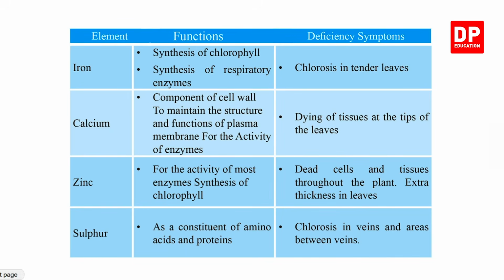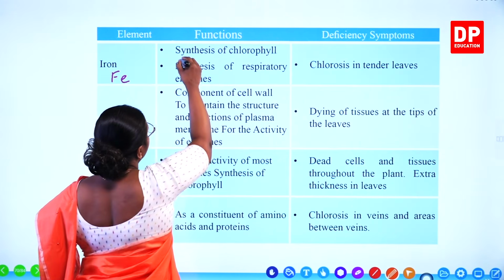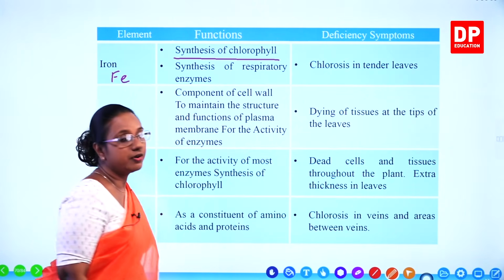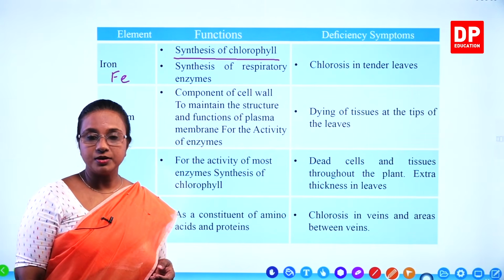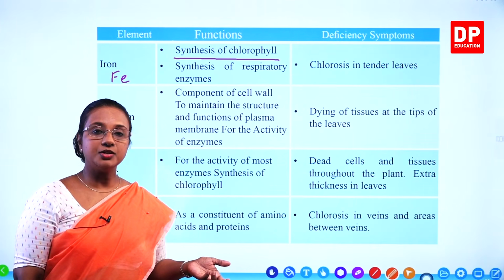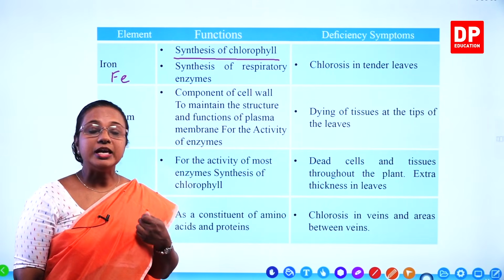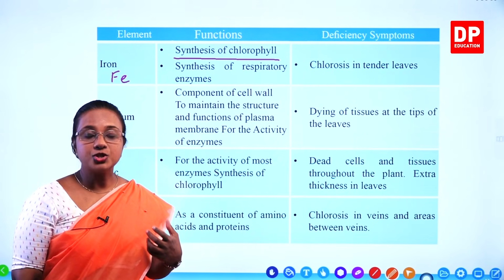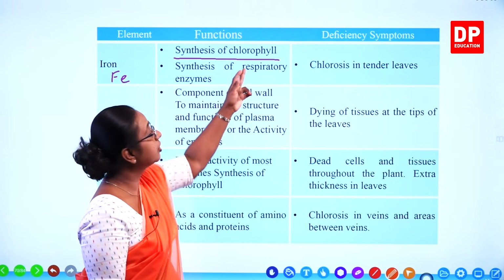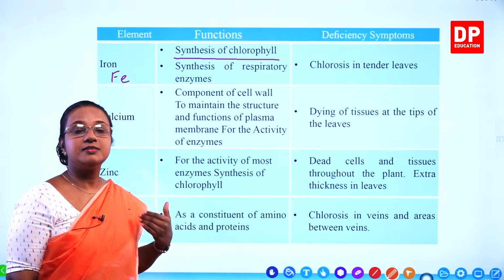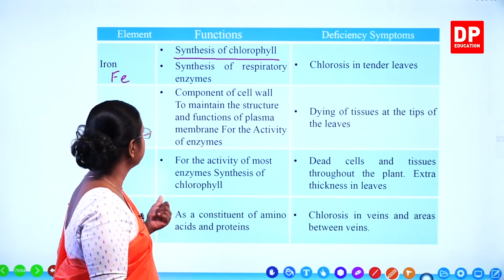Next is iron. Fe. This is again important for synthesis of chlorophyll. So as you already know, chlorophyll is an important pigment which gives green color to the plants and it is necessary for photosynthesis. So if the plant body does not have enough iron, then there won't be enough chlorophyll. Then the photosynthesis process can be affected due to this deficiency.